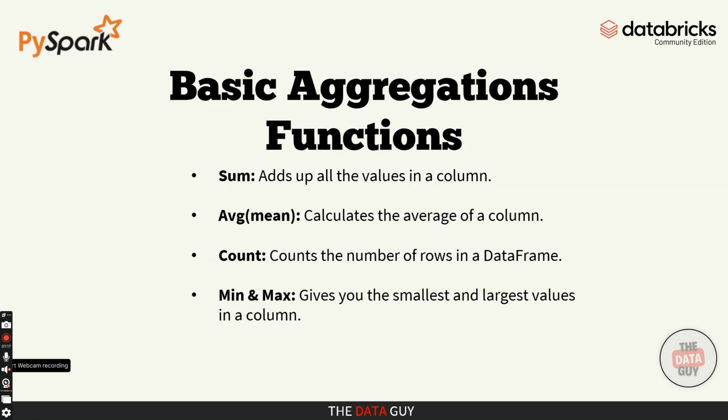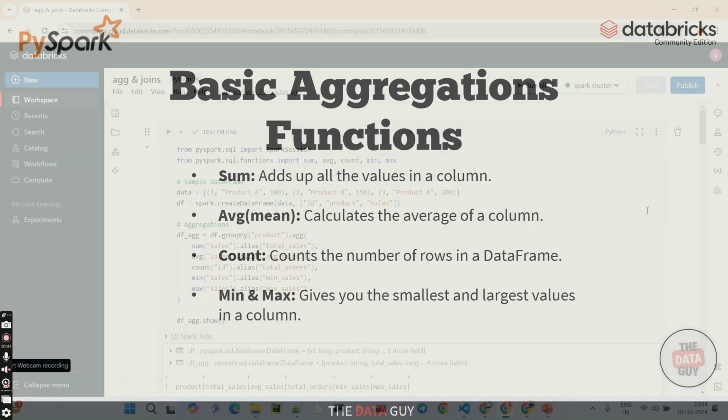Now, let's start with some of the most commonly used aggregation functions in PySpark. You can use these to quickly summarize your data. First one is sum. This function adds up all the values in a column. Average. This calculates the average of a column. Count. This counts the number of rows in a data frame. Mean and max. These functions give you the smallest and the largest values in a column.